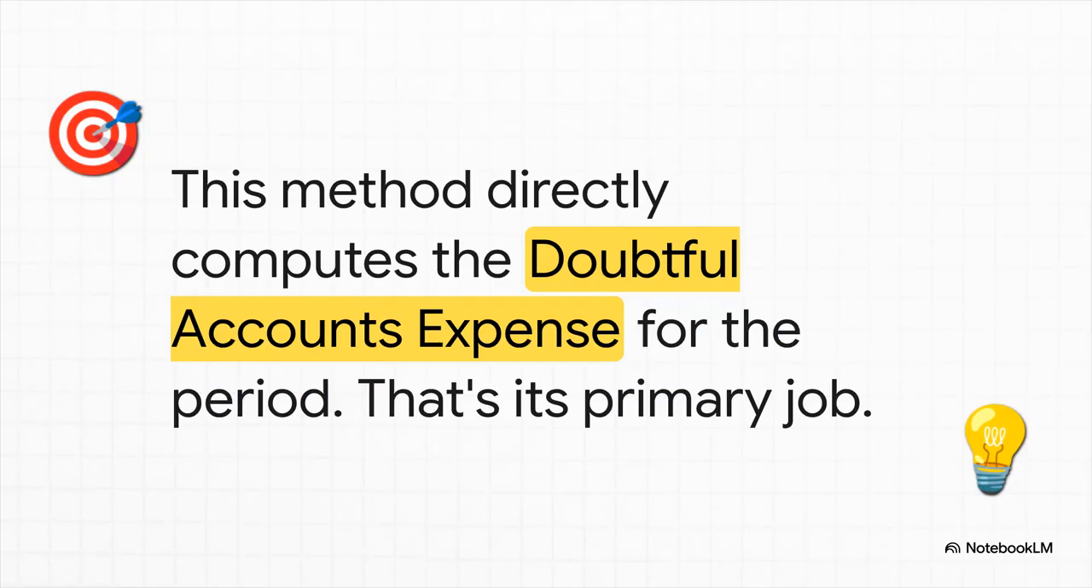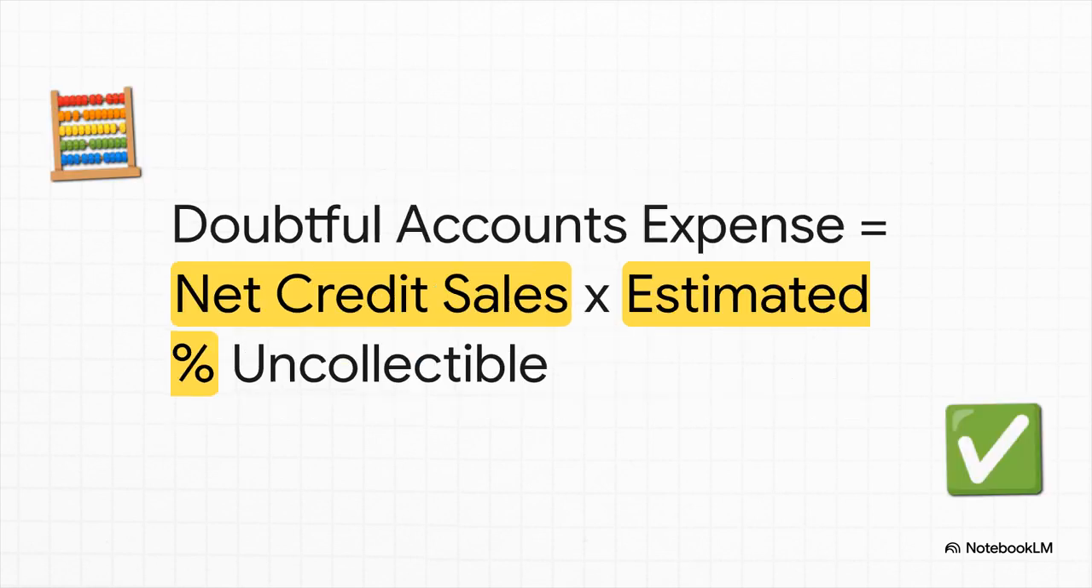If you only remember one thing today, let it be this. The percentage of sales method is a direct line, a one-step calculation to find the bad debt expense. That is its entire purpose. And check out the formula. It's honestly as easy as it gets. You just take your net credit sales and you multiply it by whatever percentage you think is going to go bad, which is usually based on past experience.